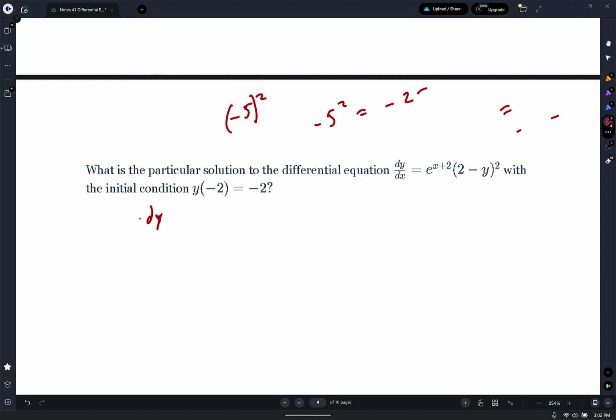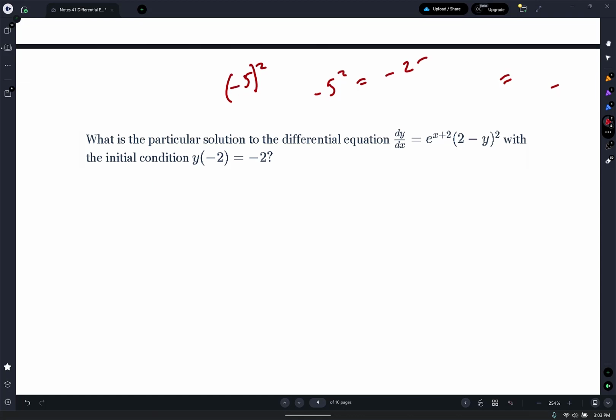Let's look. What is the particular solution to the differential equation dy/dx equals e to the x plus 2, times (2 minus y) squared, with the initial condition? This doesn't even look that bad. I thought it was going to be bad, but it's not. All right, here we go. Y's with the y's, x's with the x's. They group them on purpose, so do not degroup them. dy over (2 minus y) squared equals e to the x plus 2 dx.